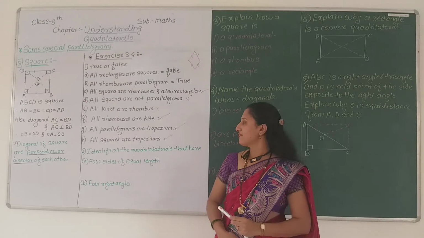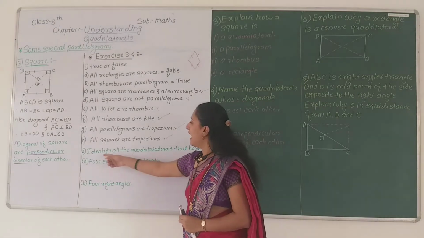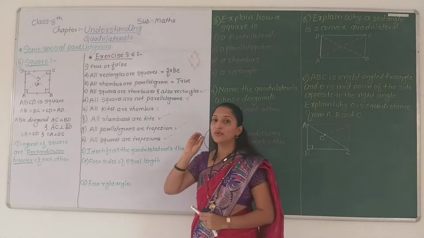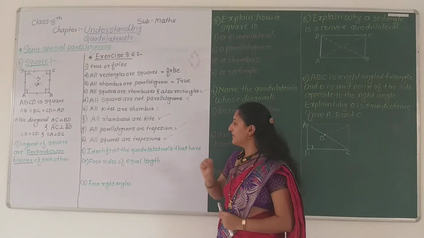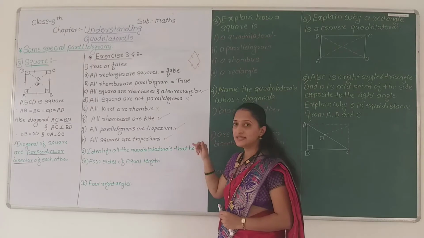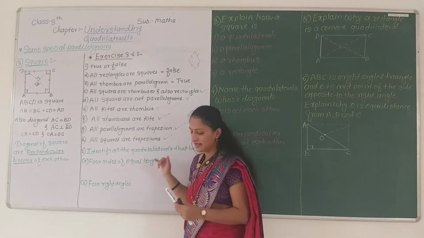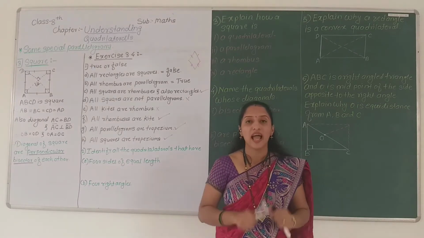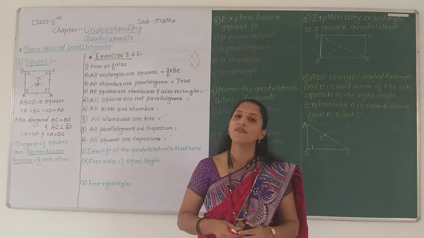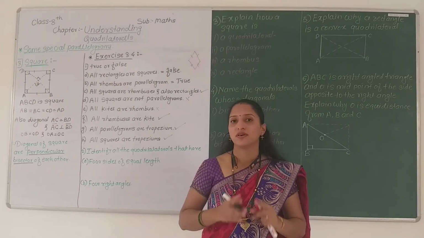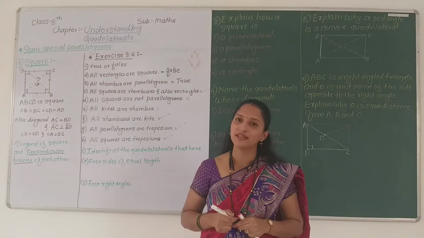Exercise. Okay? Now go for the second. Identify all the quadrilaterals that have... We have to name or identify the types of quadrilaterals that have, first question, four sides of equal length. Now tell me, which quadrilaterals have four sides of equal length?